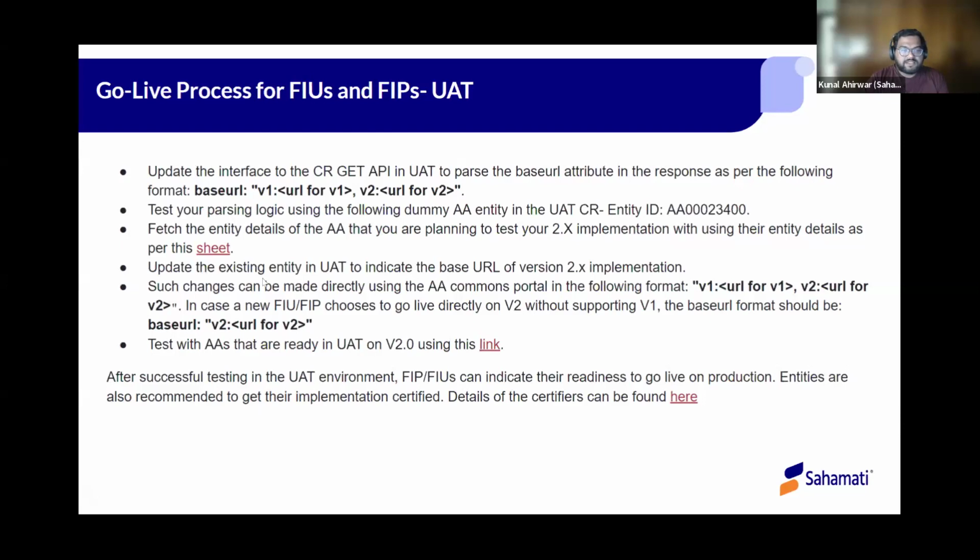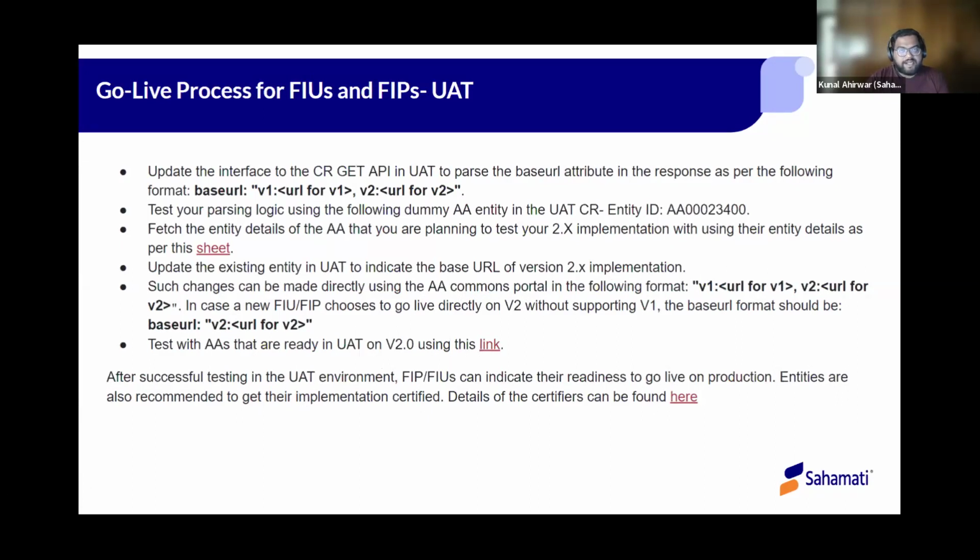Before moving to production, to start testing, the entities should also update their existing entry in the UAT CR with the URL, and you can make these changes directly in the UAT CR using the AA Commons portal. I'm assuming all of you have access to it. If you don't, please do let us know. We will enable access for you. Please do drop an email to me or services at Sahamati, and we will enable it for you. And you can test with the AAs that are ready to start testing.